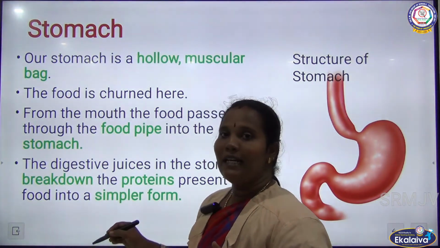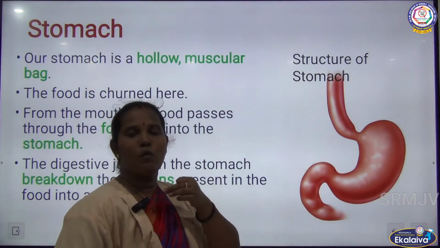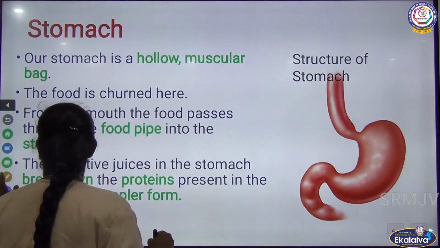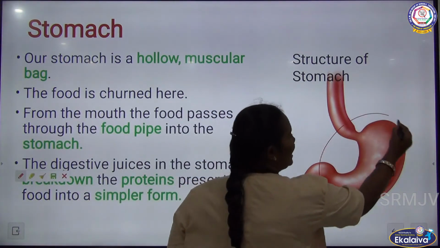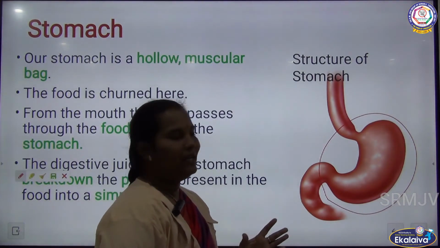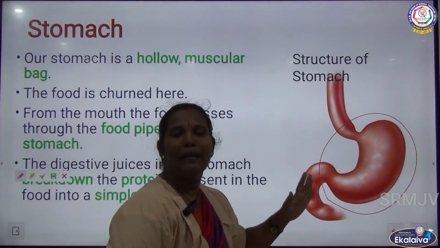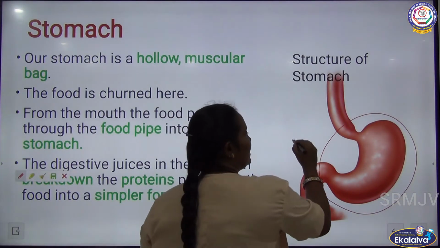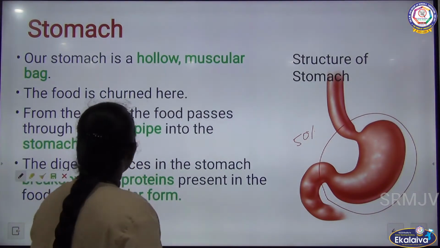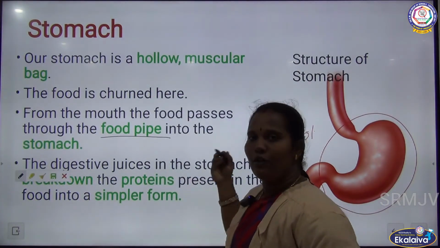Then next one is the stomach. I already told you, when we eat food, it travels down the esophagus, the food pipe, and is then stored in the stomach. The stomach is a hollow muscular bag. It is also called the temporary food bag, because the food is stored here temporarily, and 50% of digestion takes place in the stomach. Clear?